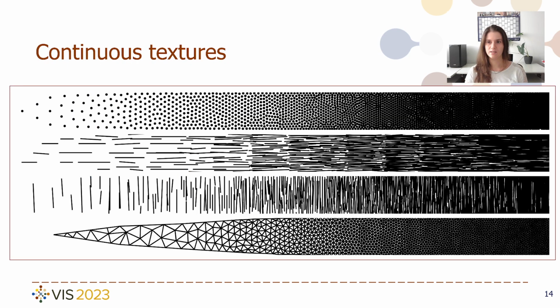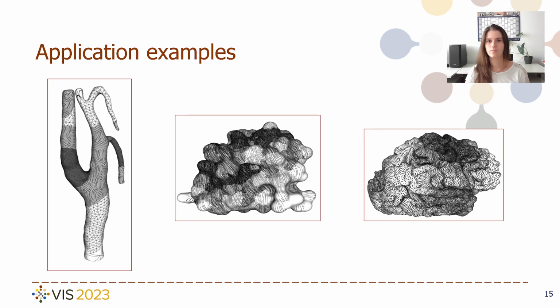Now, on to some practical examples. With our reparameterizations, we generated these continuous textures that are approximately perceptually uniform. Here you can see data mapped with illustrative textures. The first two examples are for discrete data values. The first image shows a carotid artery model and the second a molecular model. The last example has continuous data on a brain model.